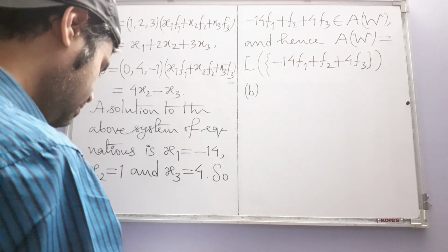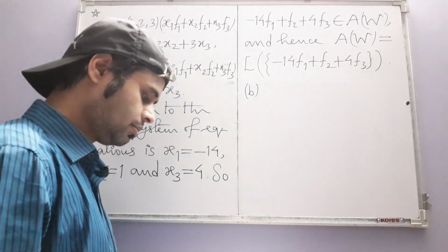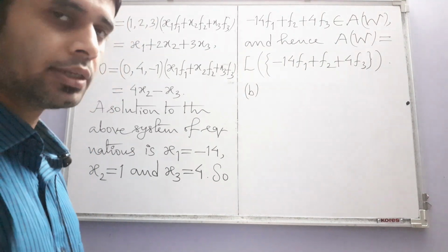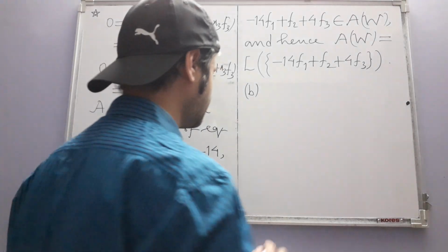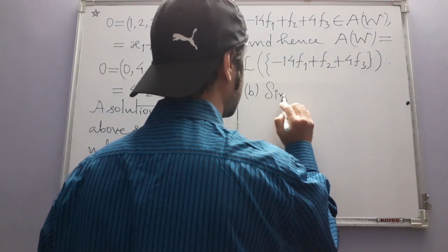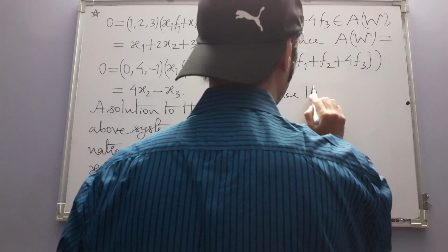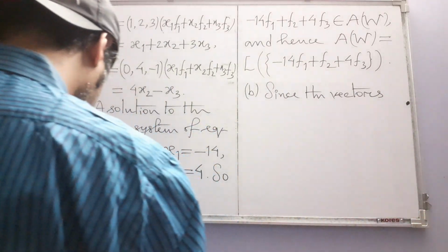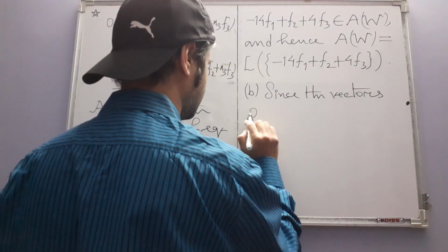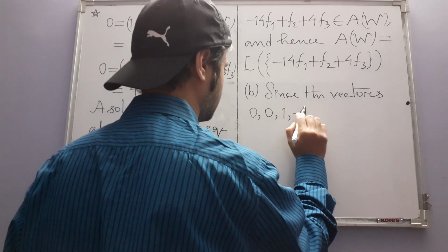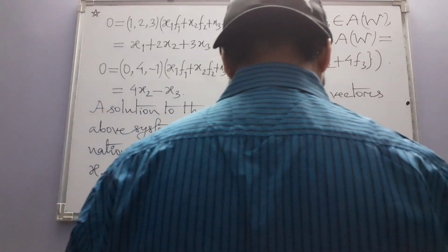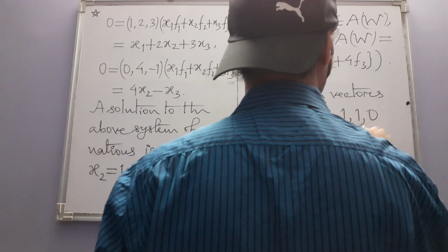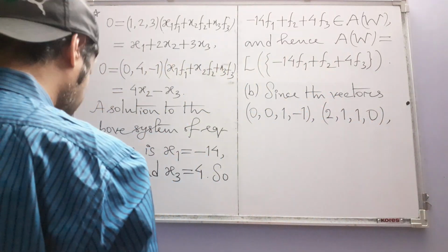And incidentally, here also the 4 vectors that are given are linearly independent, just like the previous part. So we start off similarly, and here the vectors are 0, 0, 1, minus 1, then 2, 1, 1, 0, and 2, 1, 1, minus 1.